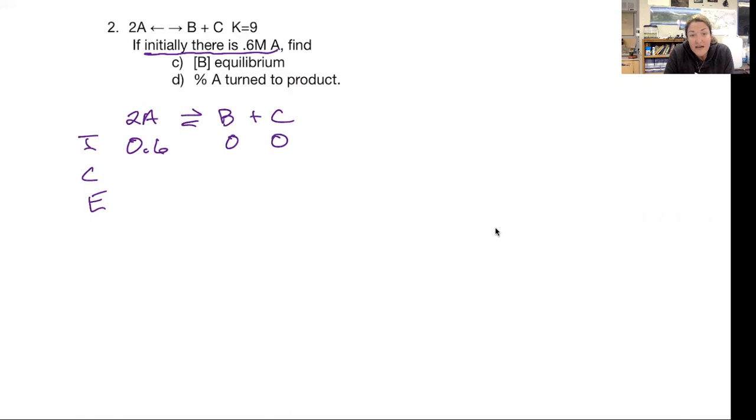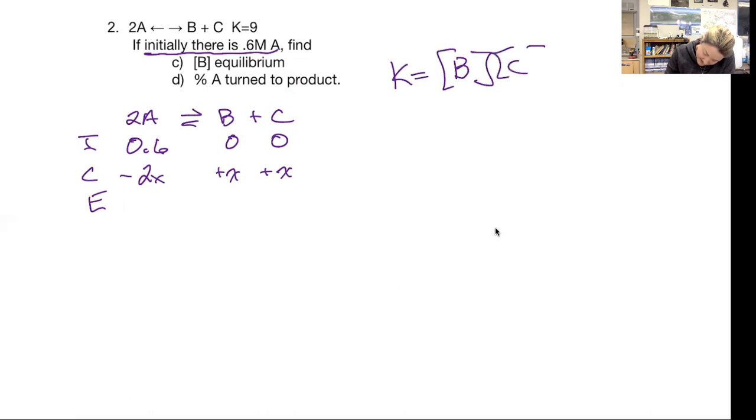Since the right side of the reaction starts at 0, I know this side has to increase and the opposite side is decreasing. I fill in number of x's based on the coefficient. So since it's 2A, it's going to be 2x, a single B, and a single C. I'm going to write my equilibrium expression, B times C over A squared.